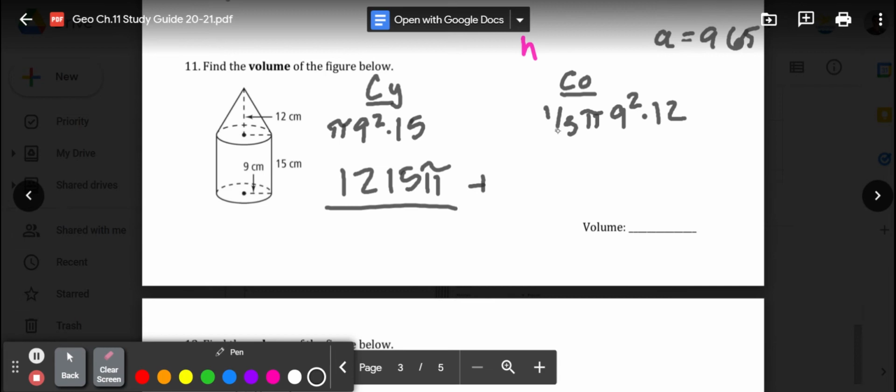plus 9 squared times 12, but then divided by 3 because it's a cone, which is 324 pi. And since they're both in terms of pi, we can just add 324 and 1215 together. And we get 1539 pi.